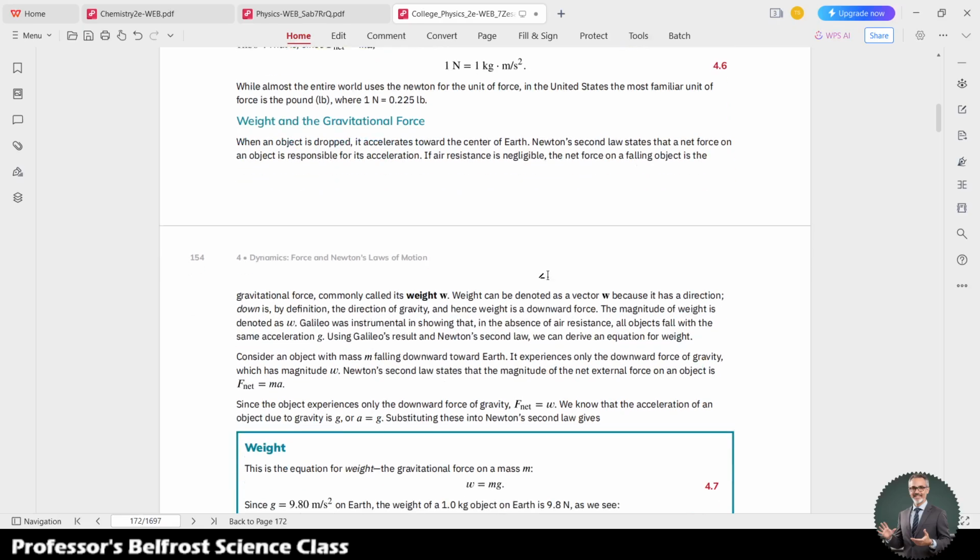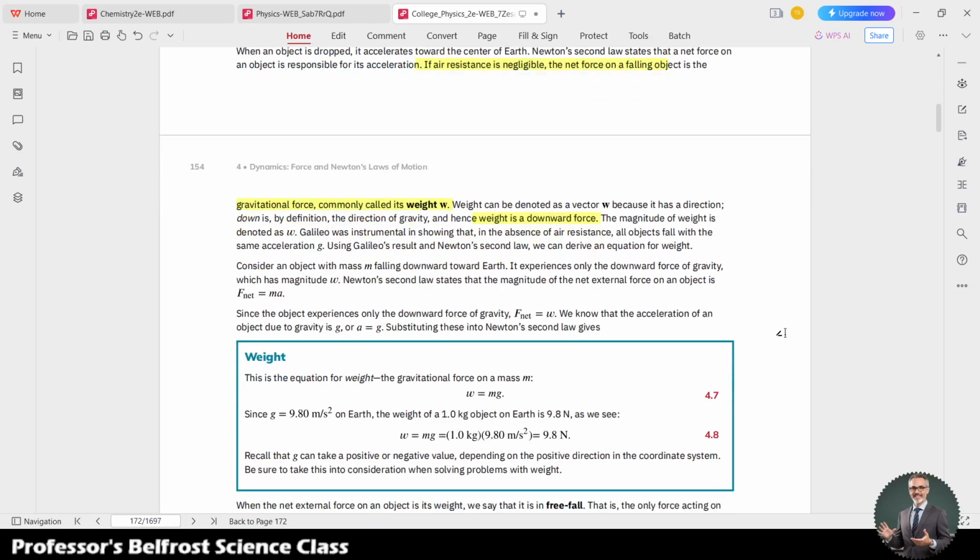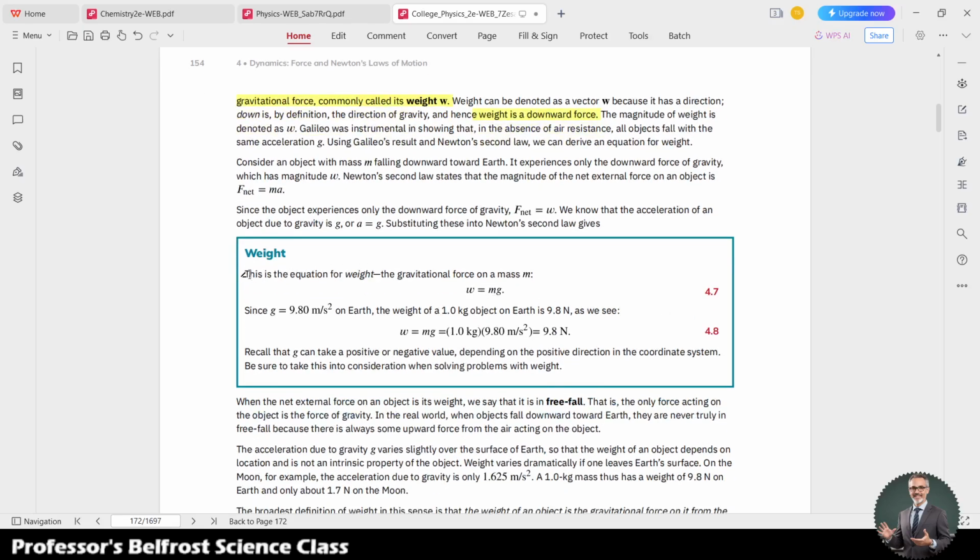Now, what is weight? Weight is also actually a force. When an object is dropped, it accelerates toward the center of Earth, and Newton's second law states that the net force on an object is responsible for its acceleration. If air resistance is negligible, then the net force on a falling object is the gravitational force, commonly known as weight, symbolized as W. It has a direction, which is down by definition, the direction of gravity. So weight is principally a downward force. You can see it like this.